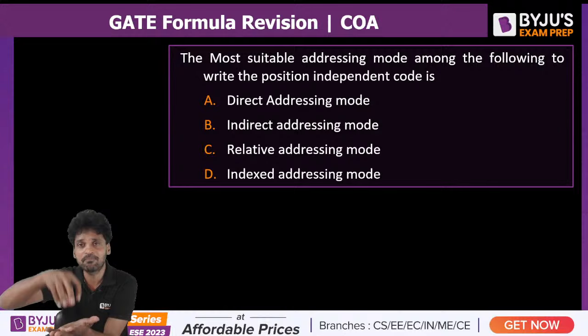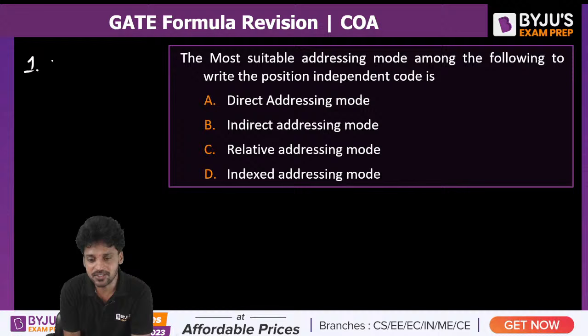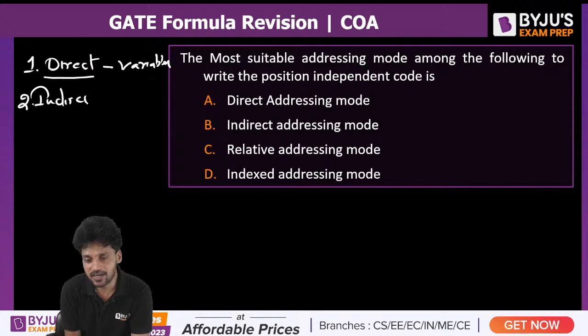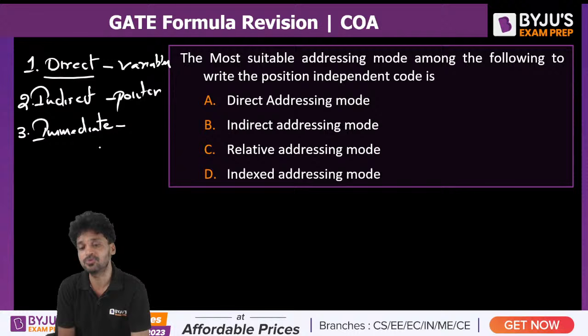Let me tell you. The first one is direct addressing mode. Direct addressing mode is used to declare the variables. The second one is indirect addressing mode. Indirect addressing mode is used to declare the pointers. The third one is immediate addressing mode. Immediate addressing mode is used to define the constants.